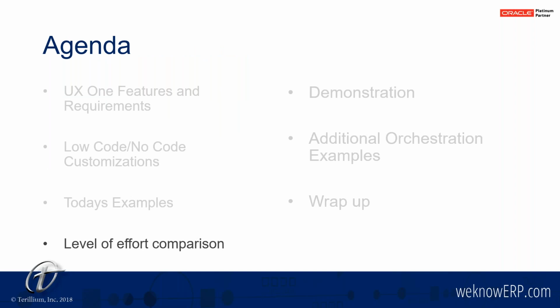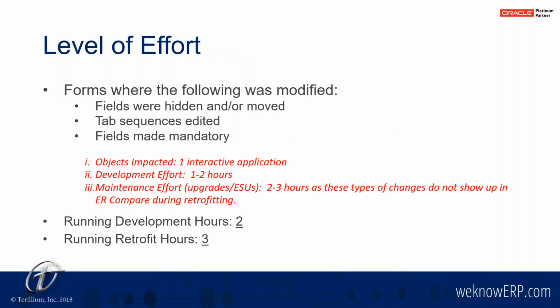All right, so let's get a level of effort comparison. To start, we've got the form where fields were hidden and/or modified. Tab sequences were edited, fields were made mandatory. So this typically impacts about one object. You've got a development effort of maybe 1 to 2 hours just to get it working. And then you've got a maintenance effort through upgrades and ESUs of about 2 to 3 hours, as these types of changes don't normally show up in the ER compare during the retrofitting.